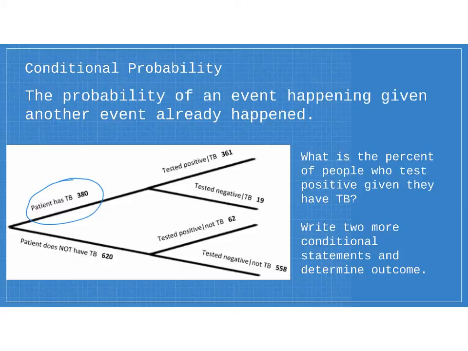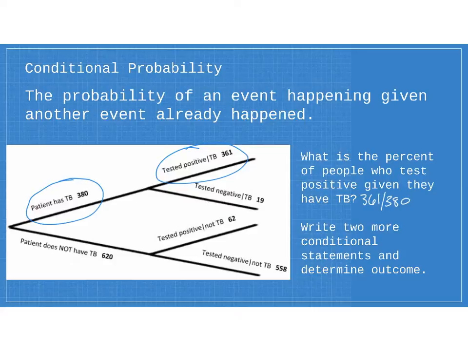So how many test positive given they already have TB? 361. So that's our conditional statement. 361 out of 380. You divide those, that would give you the percentage. My condition was they have TB. My question then after that was how many of them test positive. If I didn't put the condition, then it would be 361 out of 1,000, out of the whole thing. So a condition breaks it down into even a smaller group.